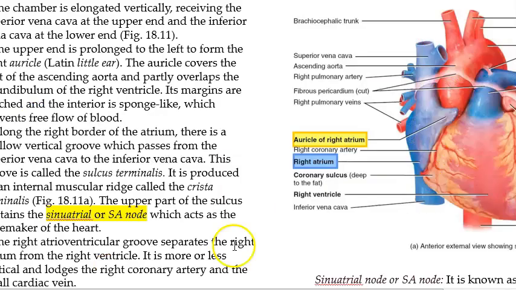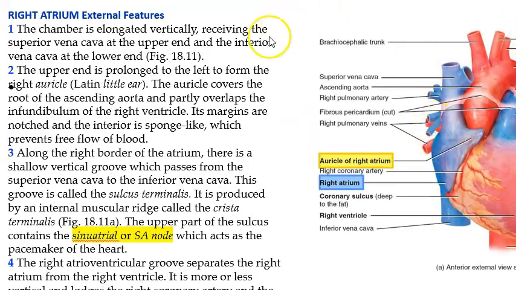So now let us come to the actual parts that they have asked. They have asked about the external features of the right atrium. So externally, what will you see? Here you have to focus, guys. You have the superior vena cava that you are seeing here, and then you have the inferior vena cava that you are seeing here. So what do you see externally? Superior vena cava, inferior vena cava.